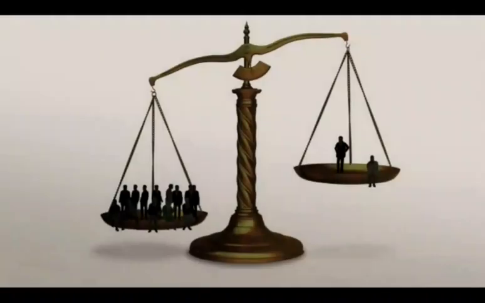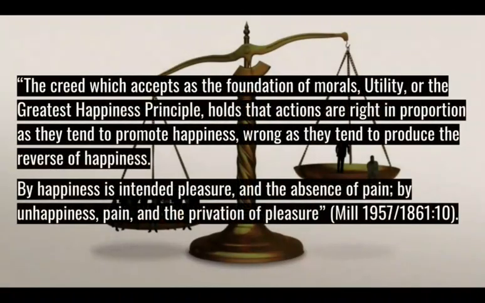Everything that I'm digging out here for this lesson can be found in Mill's work, a set of essays called Utilitarianism, and I'll show you in this quote. The creed which accepts as the foundation of morals, utility, or the greatest happiness principle, holds that actions are right in proportion as they tend to promote happiness, wrong as they tend to produce the reverse of happiness. By happiness is intended pleasure, and the absence of pain. By unhappiness, pain, and the privation of pleasure.